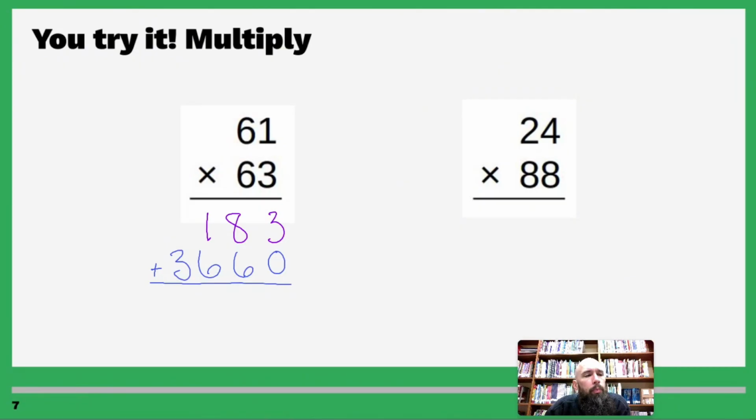Add them up. And you're going to get 3 plus 0, which is 3. 8 plus 6, which is 14. Carry the 1. 1 plus 1 is 2. 2 plus 6 is 8. Nothing carries over. Nothing plus 3 is 3. 1 digit, 2 digit, 3 digit, comma. The answer is 3,843.